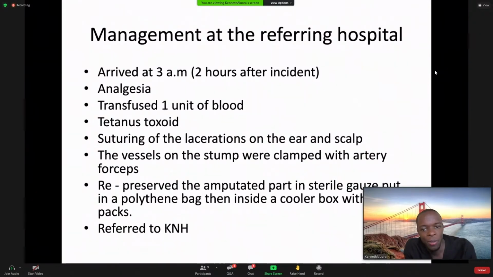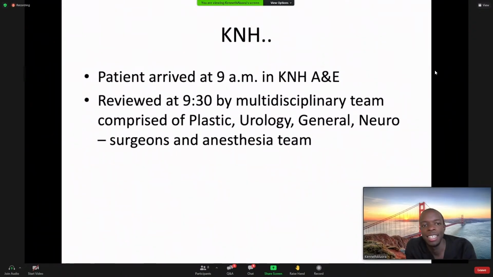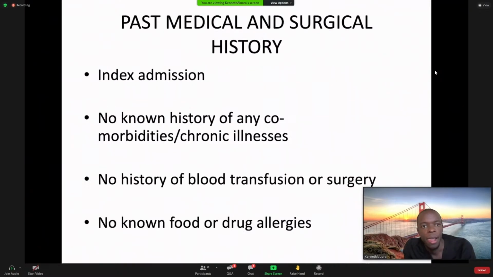And now the healthcare givers at Embu, who did a very good job, preserved the amputated part in sterile gauze, put it in a polythene bag, and then inside a cooler box, which is the current ideal. He was then referred to KNH, and he arrived at 9 a.m. At A&E in KNH, he was reviewed at 9:30 by a multidisciplinary team comprised of the plastics team, us, the urology team, general surgery and neurosurgery, and also the anesthesia team.